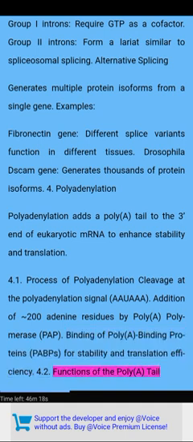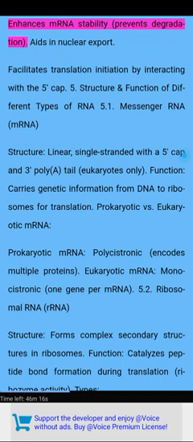4.2. Functions of the poly-A tail. Enhances mRNA stability and prevents degradation. Aids in nuclear export. Facilitates translation initiation by interacting with the 5' cap.